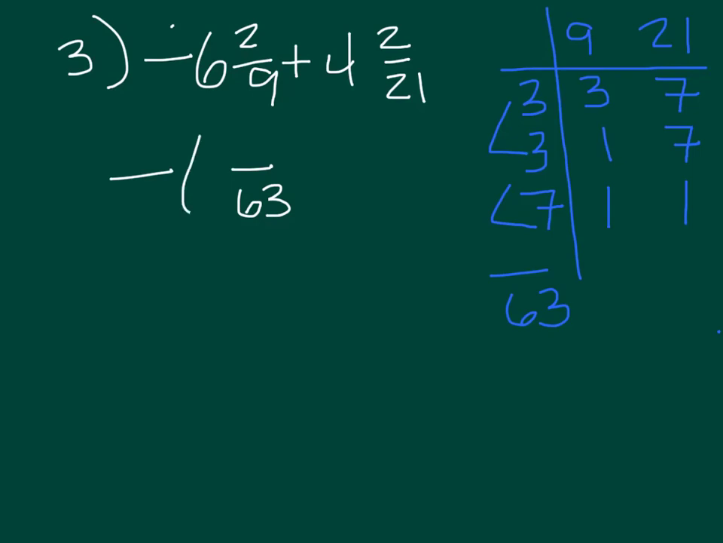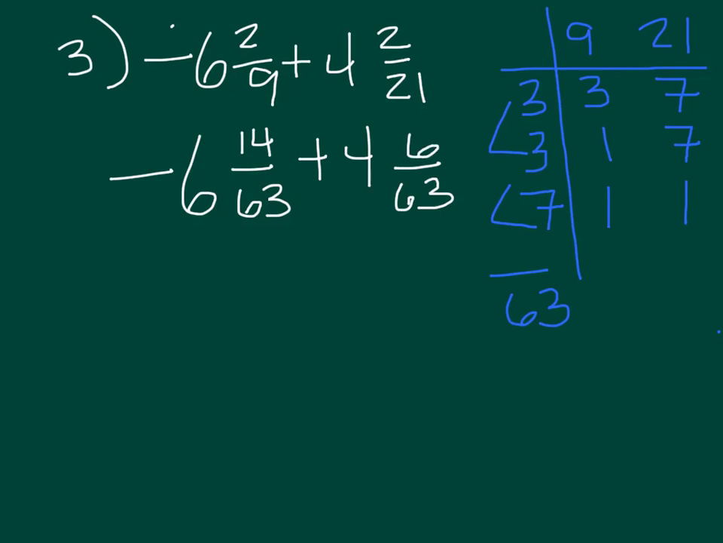I write my mixed number, my whole number, excuse me, and then I say, let's see, what did I multiply the 9 by to get 63? 7. 7 times 2 is 14. What did I multiply the 21 by to get 63? 3. So 3 times 2 is 6. Now I can subtract.